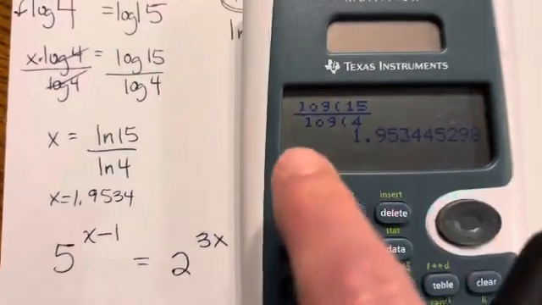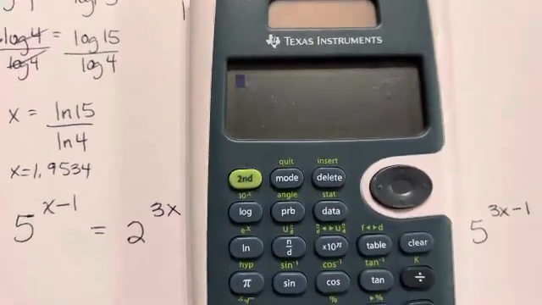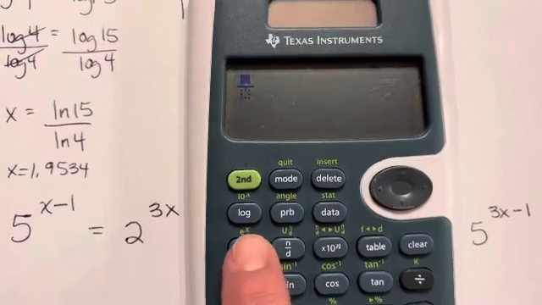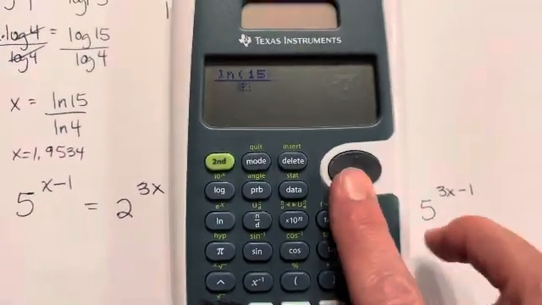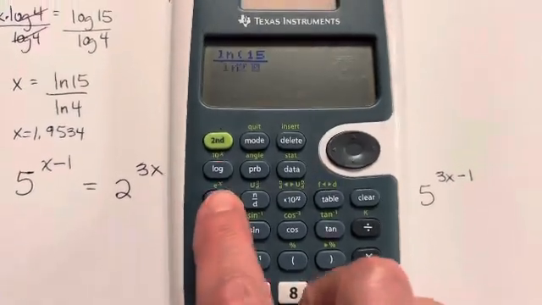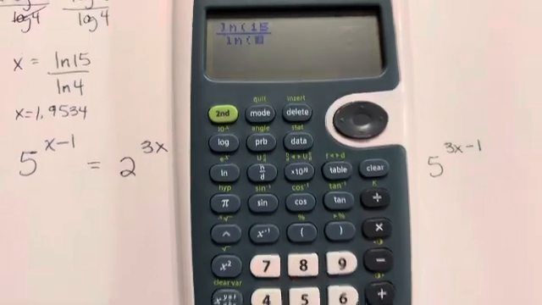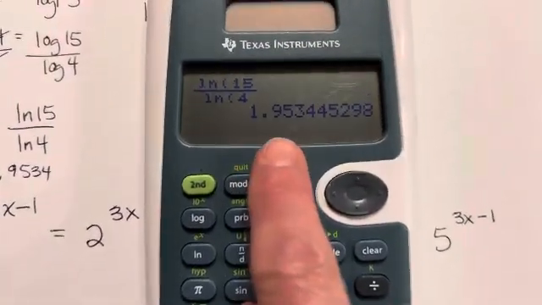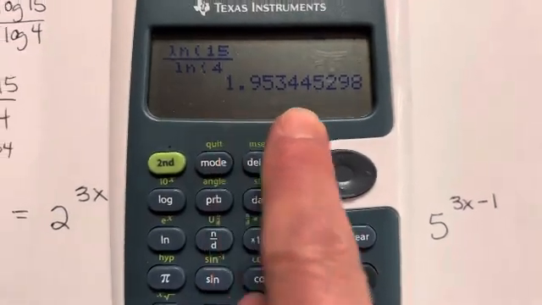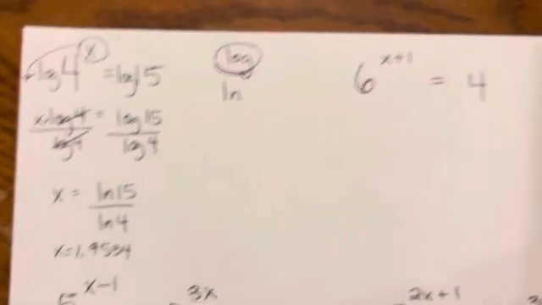Now notice right here, I used the common log. Let's try it again just real quick on this one problem, and let's see if I get the same answer using the natural log. So it was the log of 15 over the natural log. Be consistent. You can't use the common log on the top and the natural log on the bottom. That won't work. And what was it? The natural log of 4. And notice I get the exact same answer, 1.9534, okay? So use whichever one floats your boat.